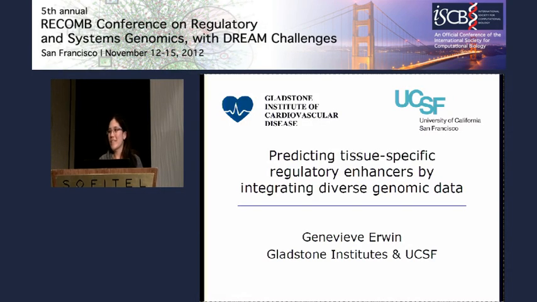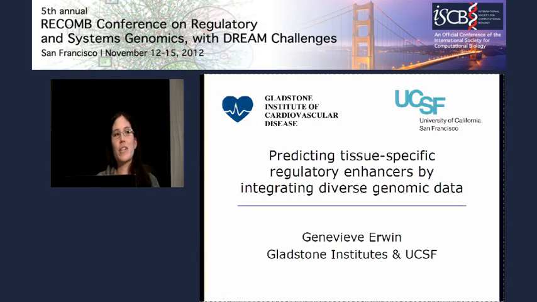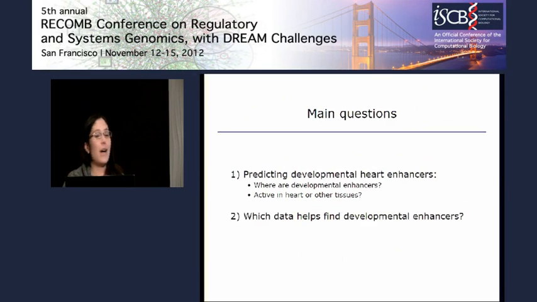I'm a graduate student in Katie Pollard's lab, and we're in the Gladstone Institute of Cardiovascular Disease, and my thesis project is based on identifying functional regulatory variants that might be associated with developmental disorders with cardiovascular phenotypes. So an important part of that question is going to be to identify a strong set of developmental heart enhancers. And that question can actually be broken up into two sub-questions.